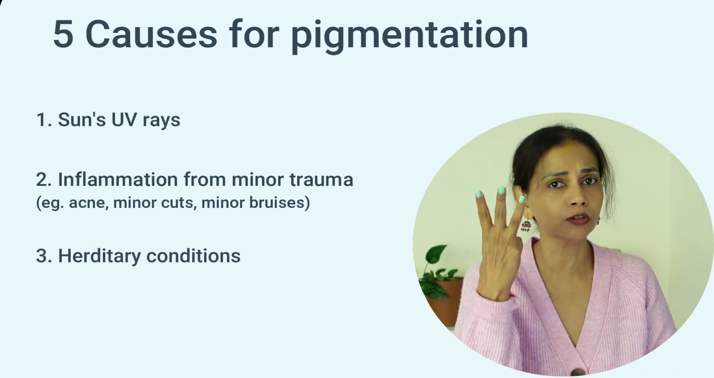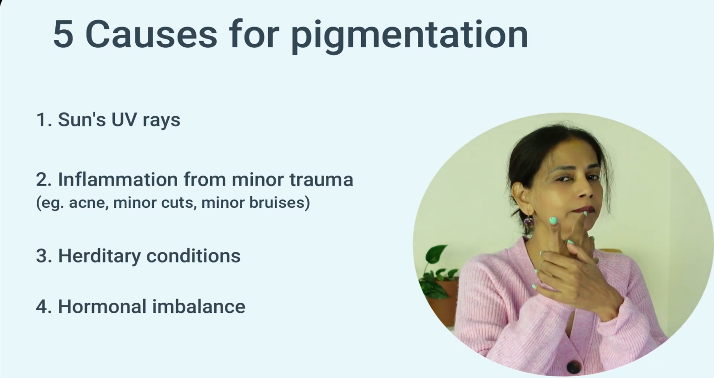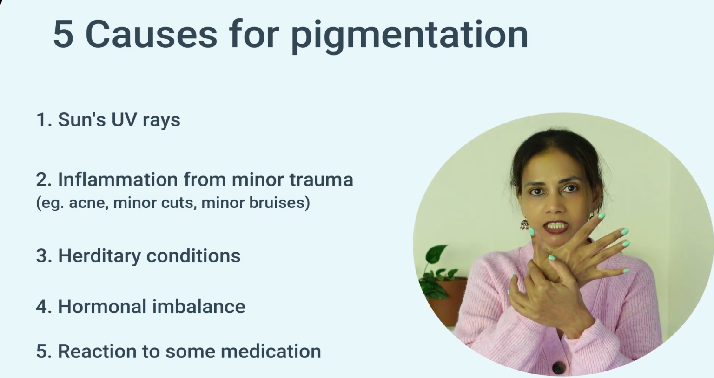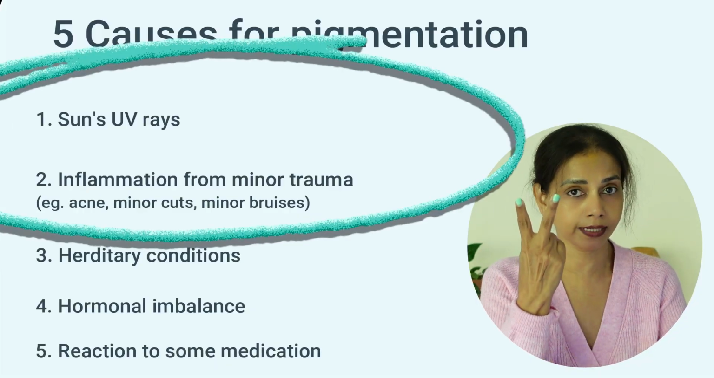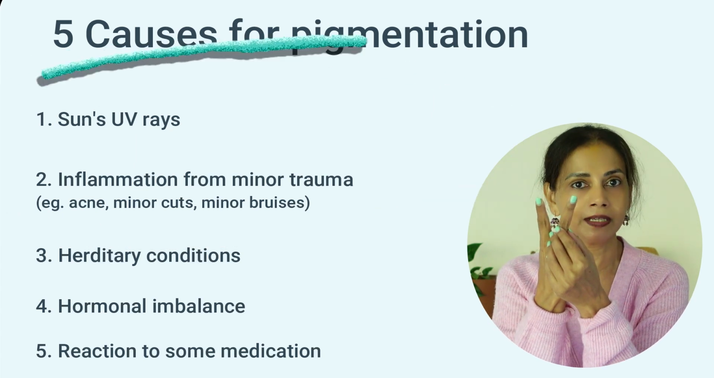Number 3 is because of hereditary conditions. Number 4, hormonal imbalance. And number 5, it's because of some medication that you're taking that can cause pigmentation. In this video, I'm going to be talking only about the first 2 causes. That's the sun's UV rays, and number 2 is pigmentation from inflammation.